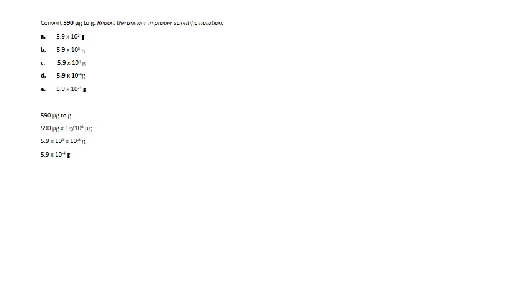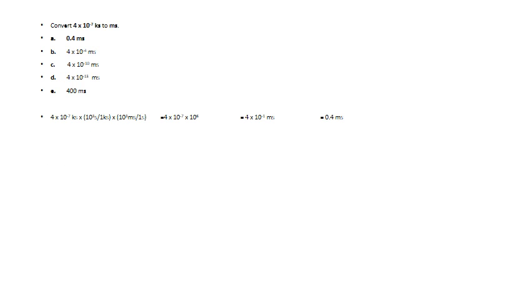Next problem. I want to change micrograms to grams, so I have to know the conversion. I know there's 1,000,000 micrograms per gram, so I have this relationship here: 1 gram is 10 to the 6 micrograms. The micrograms cancel out, so I end up with grams. Add your exponents: 10 to 1 over 10 to the 6, same thing, 10 to the minus 6. And so you get 10 to the minus 4th.